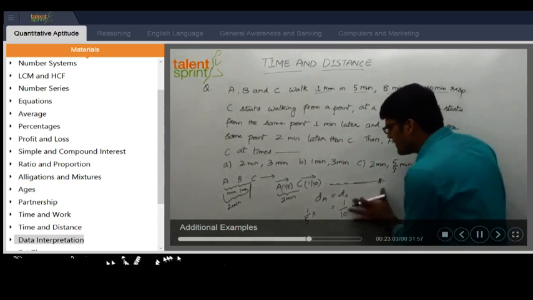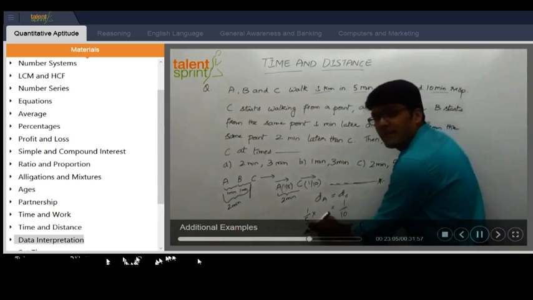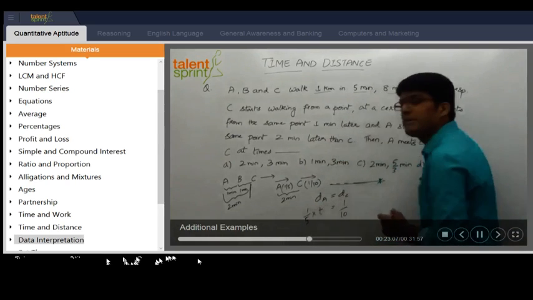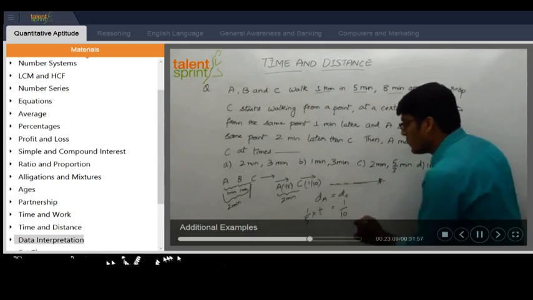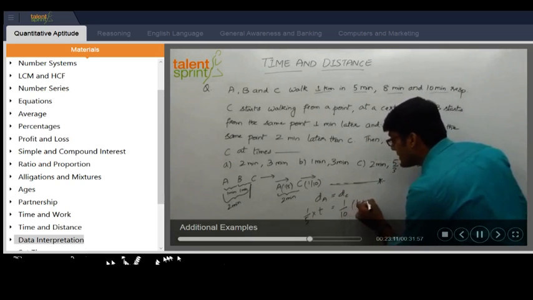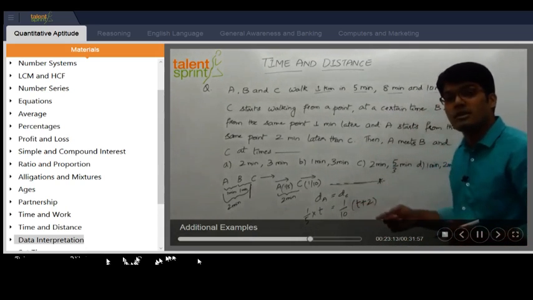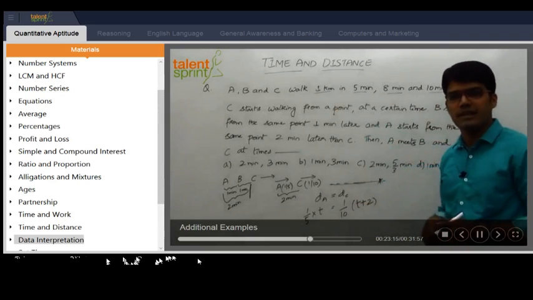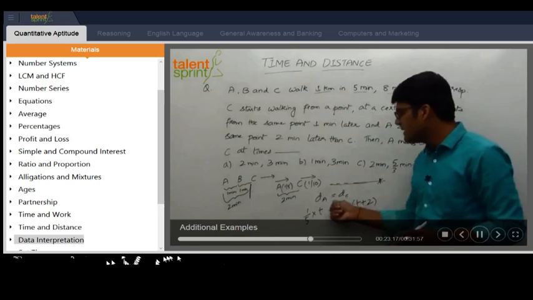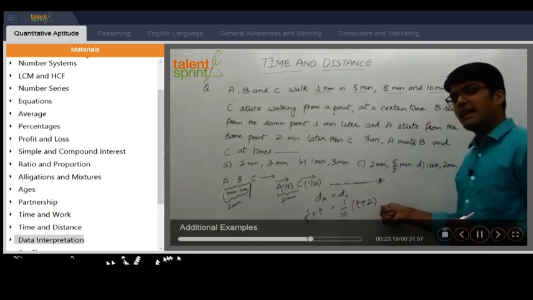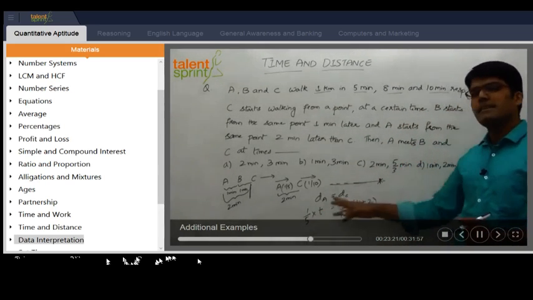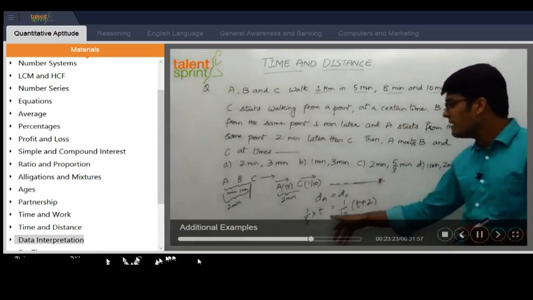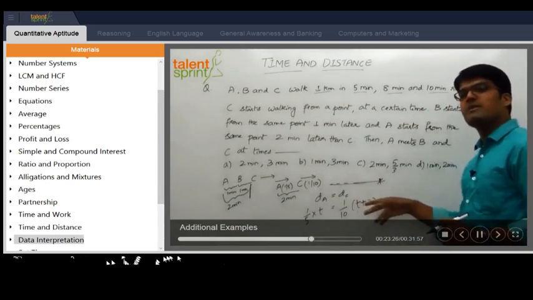Or you can take it the other way also. Speed of A 1 by 5, time taken by A, T minutes. A has run for T minutes. What will be the time taken by C? T plus 2 minutes. C will run for 2 more minutes. Why? C started 2 minutes before A, right? So anyways, either take T here, T minus 2 there, or T there, and T plus 2 here. Simplify this, get T. That time is the time required for A to meet C. Likewise do it for A and B.